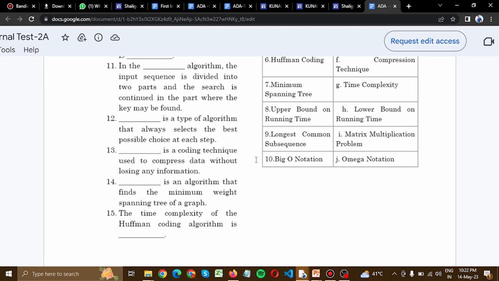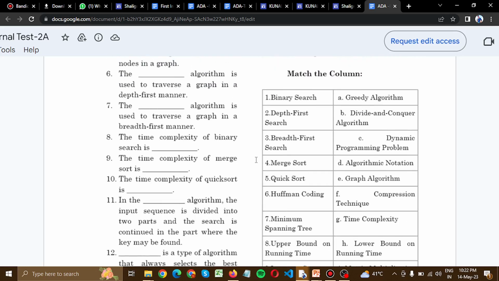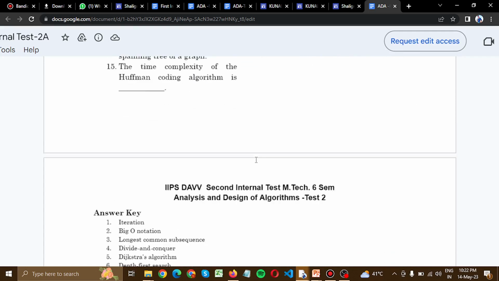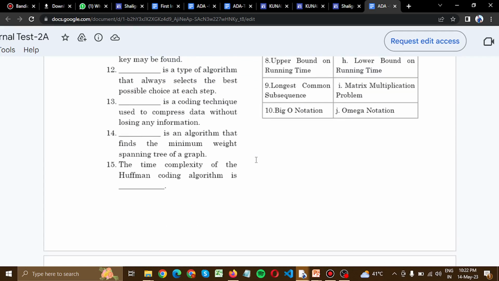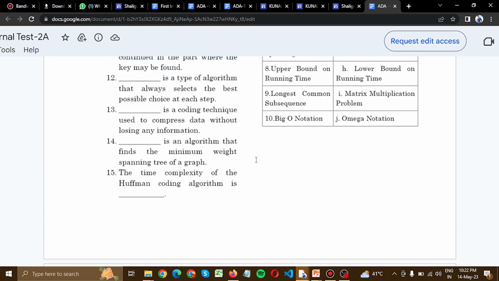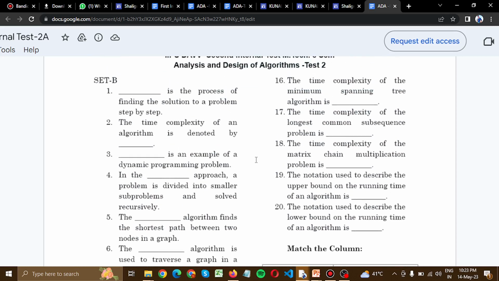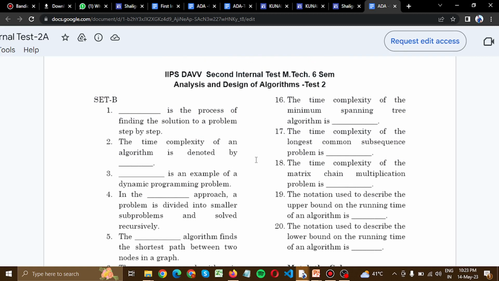Now next, the time complexity of Huffman's coding algorithm is, so the answer is O(n log n). The time complexity of the Huffman's coding algorithm is O(n log n). Now 16. The time complexity of the minimum spanning tree algorithm is, so the answer is O(m log n). The time complexity of the minimum spanning tree algorithm is O(m log n).